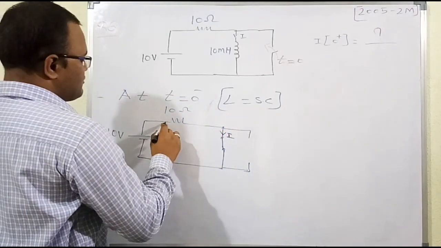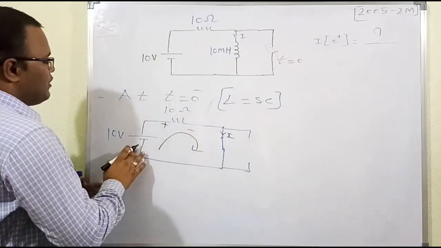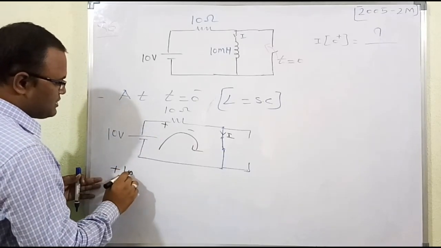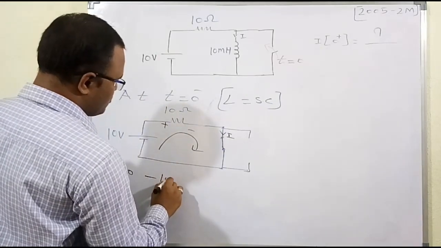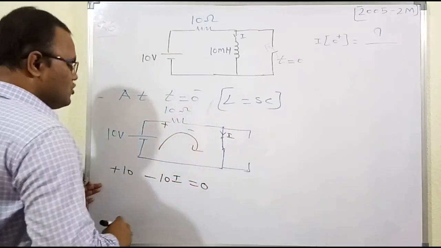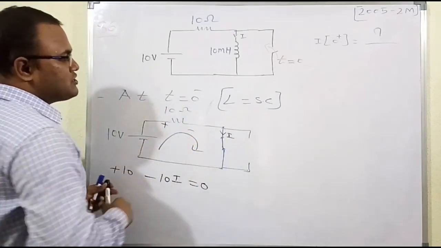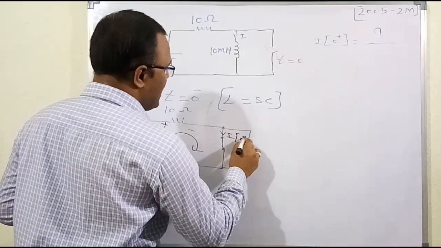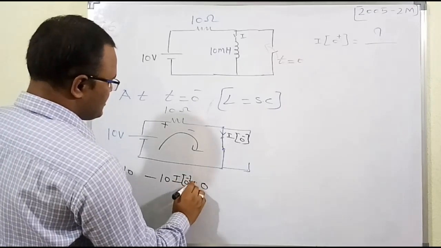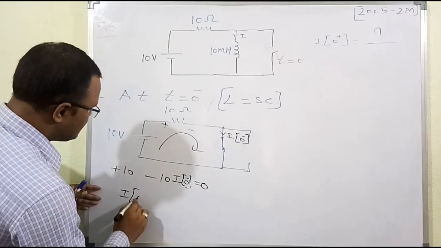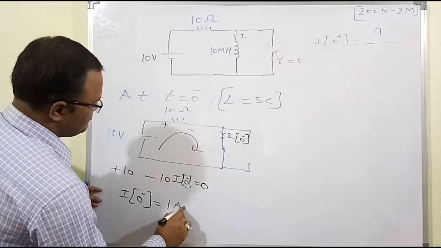If you write the KVL equation in this loop, the current goes from higher potential to lower potential. If I am going from negative to positive, there is a rising potential which is plus 10, and if I go from positive to negative, there is a decreasing potential of minus 10 into I is equal to 0. We are calculating the current at t is equal to 0 minus, so let me assume it as I of 0 minus. If I do the calculation, at 0 minus the current is 1 ampere.